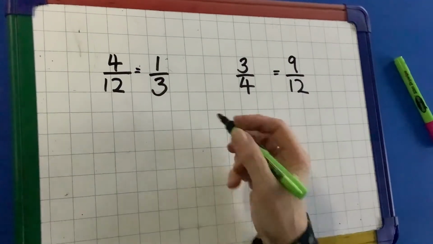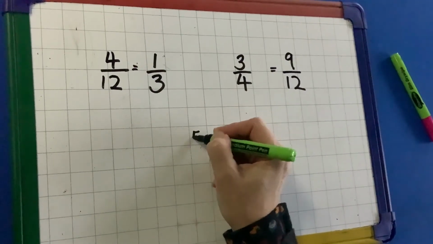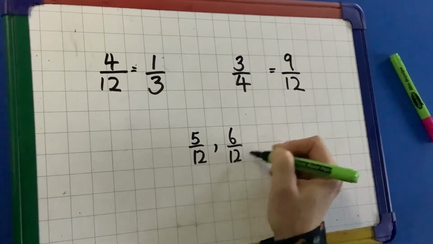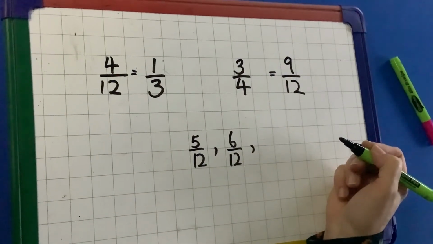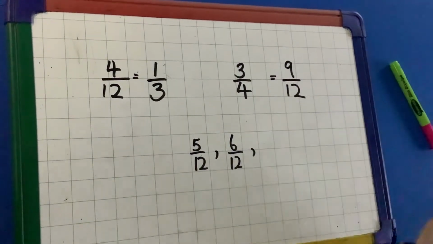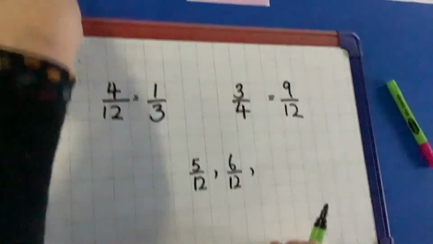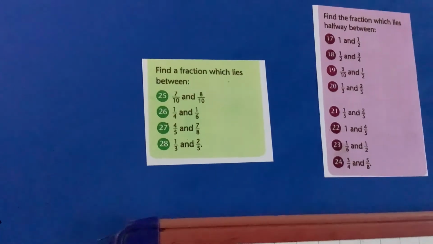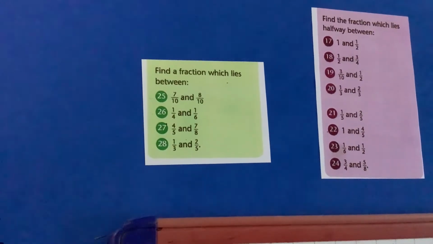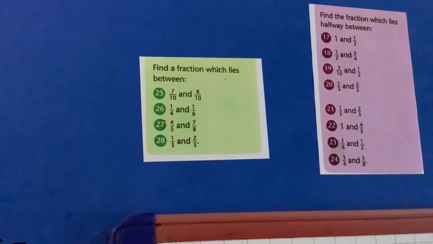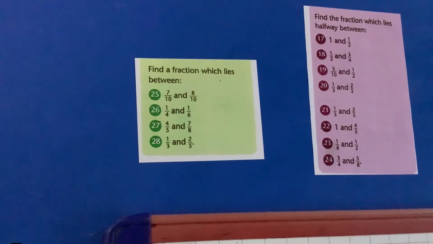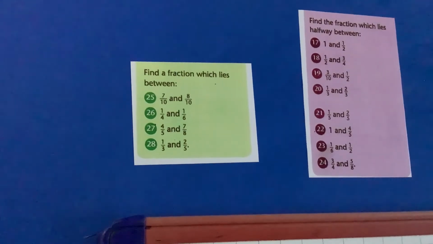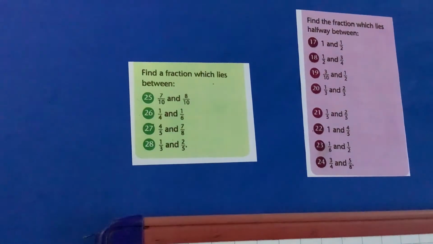Well, I'm sure you can. You could have a choice here. 5/12, 6/12, which is obviously a half, 7/12, or 8/12, etc. All right, so that's the first group of questions. You've got 4 different pairs of fractions there. Can you find any fraction, or if you can find all of them, great, but any fraction that lies between those fractions there.